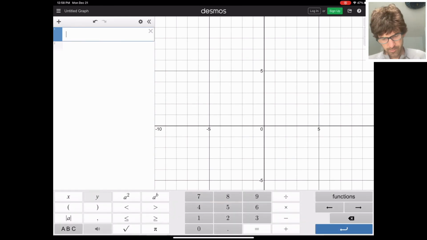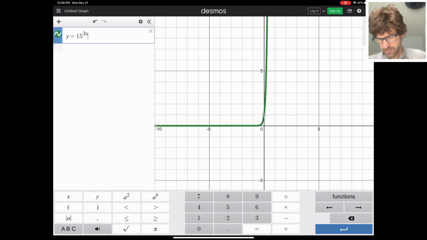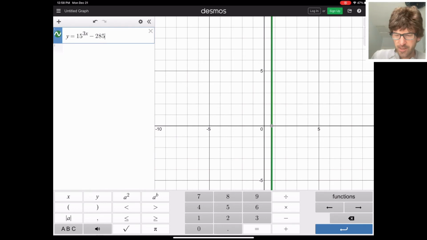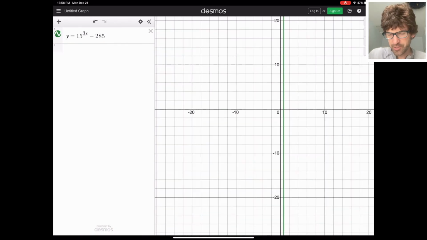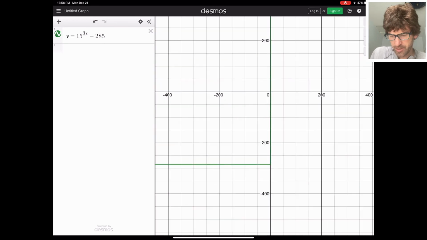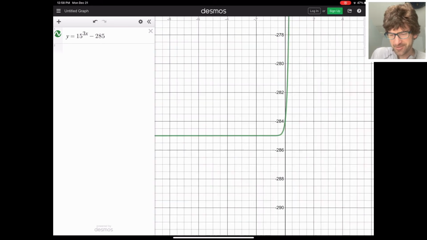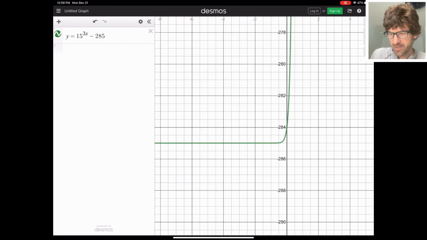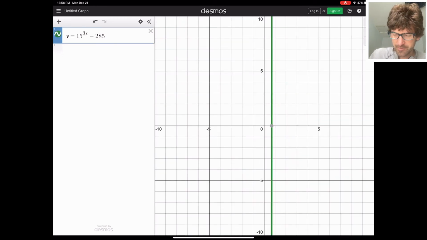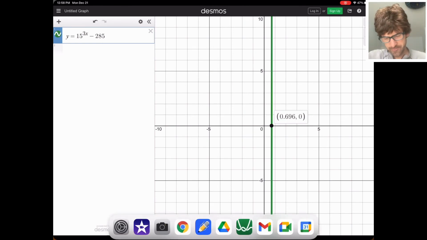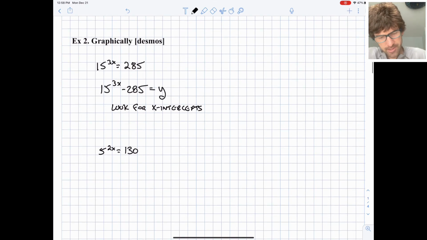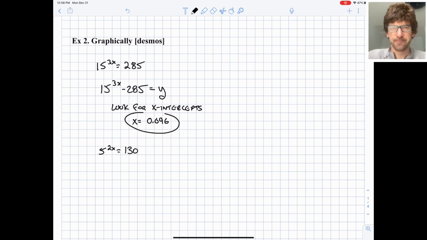So we have y equals 15 raised to the 3x, and then we have a minus 285. I think it's helpful to just look at the structure of the whole graph, make sure it is an exponential looking graph, and it is. It does show that exponential growth right there. But let's find our x-intercept. Our x-intercept is 0.696. So that's the value of x where y is 0. And so x is equal to 0.696. So that would be our solution right there.